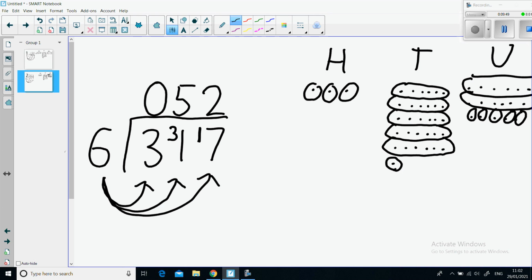We've got 5 1s left over. So we've got no more numbers here, so we can just write that as a remainder 5. Okay, just like that, and that's your final answer.